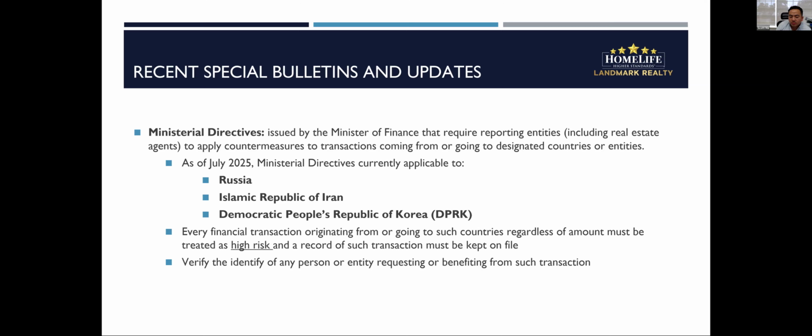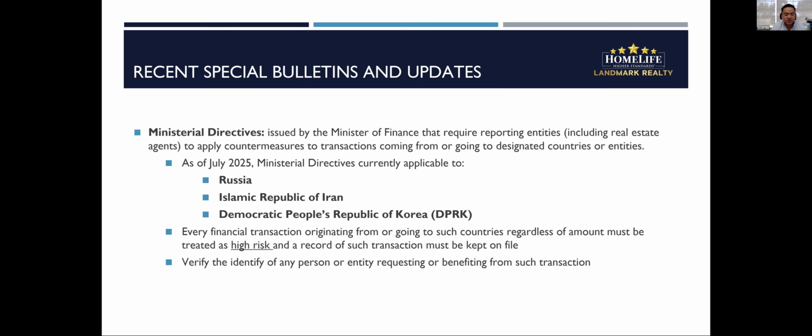If you have any real estate transaction involving clients from those three countries, you definitely have to engage in more due diligence of the client and keep more records than you would normally do. If they're not Canadian citizens, and their identification shows they're from those countries, you definitely have to treat them as high risk. It says here, regardless of the amount, every transaction from or going to those countries must be treated as high risk, and a record of this transaction must be kept on file.